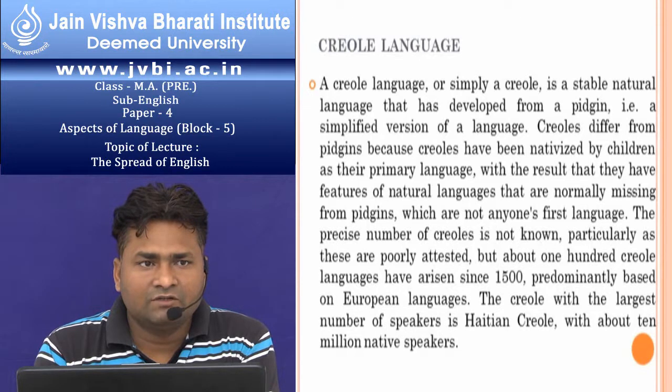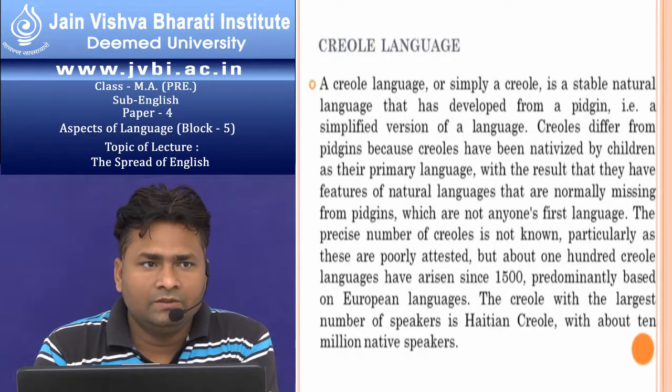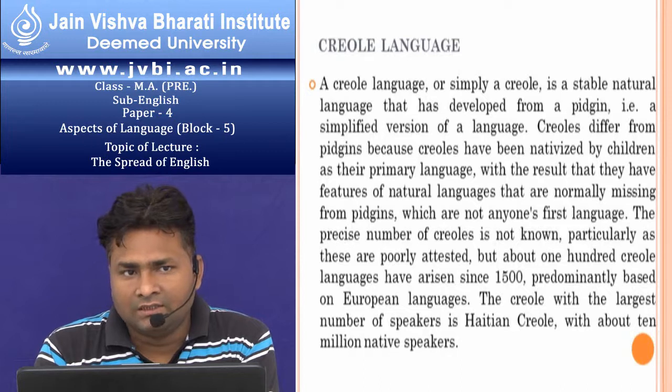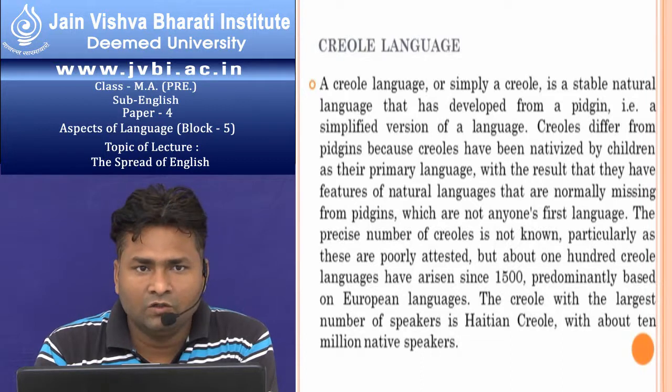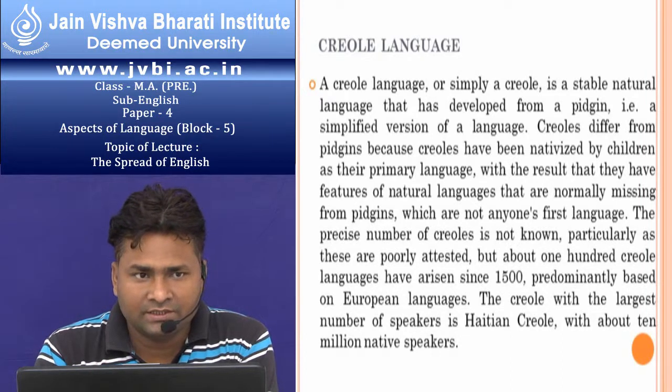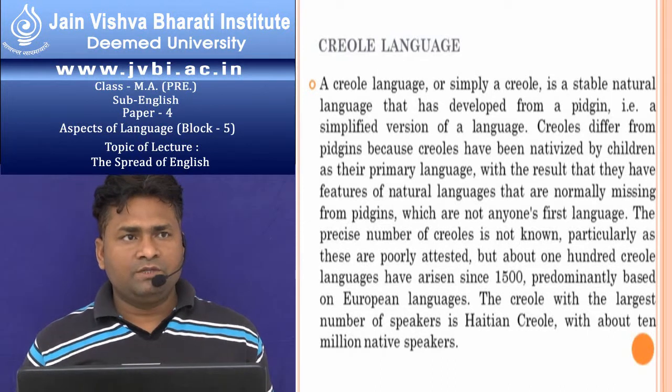The precise number of Creoles is not known, particularly as these are poorly attested. But about 100 Creole languages have arisen since the 1500s and are predominantly based on European languages. The Creole with the largest number of speakers is Haitian Creole, with about 10 million native speakers.